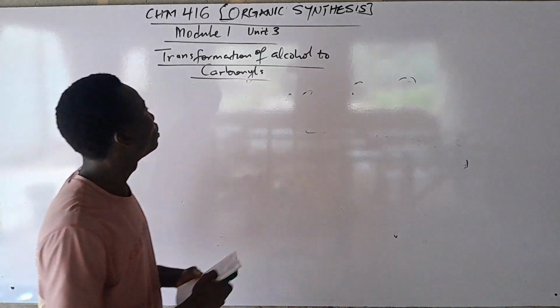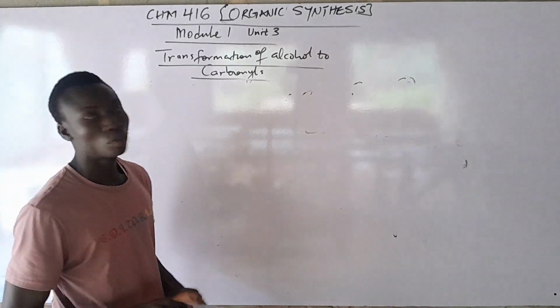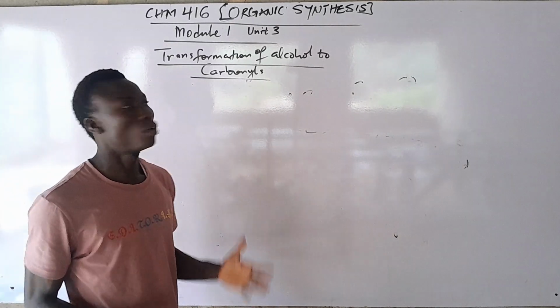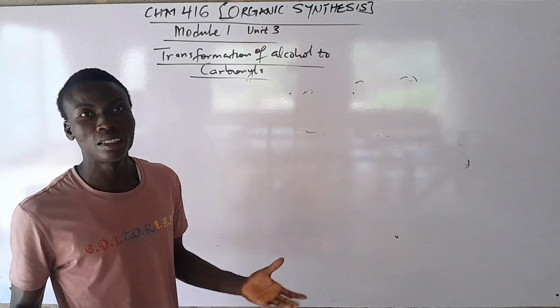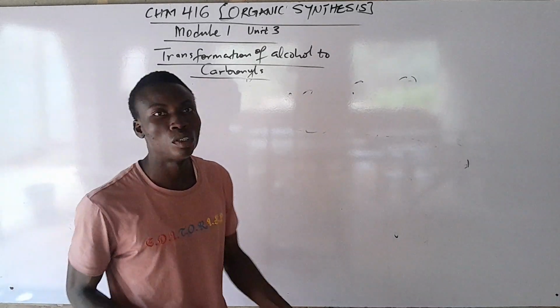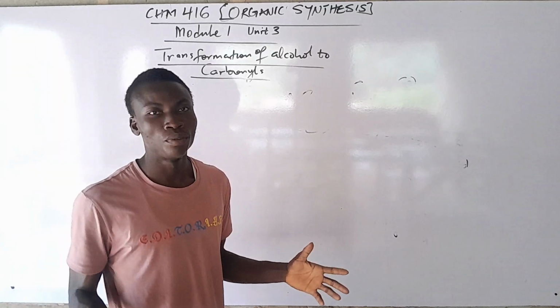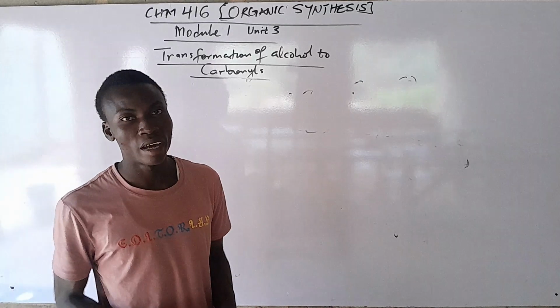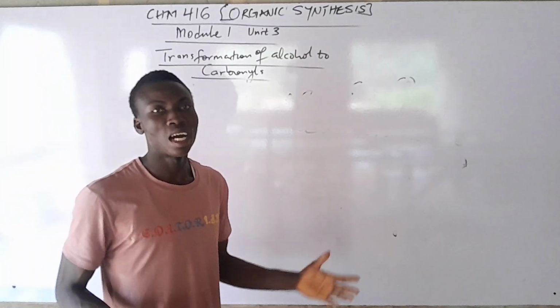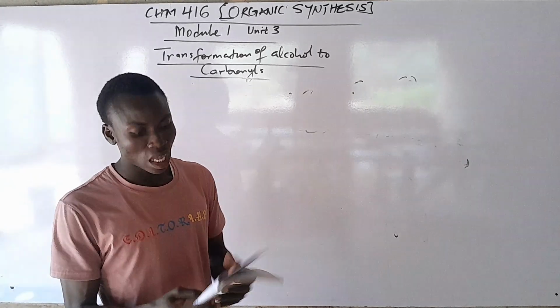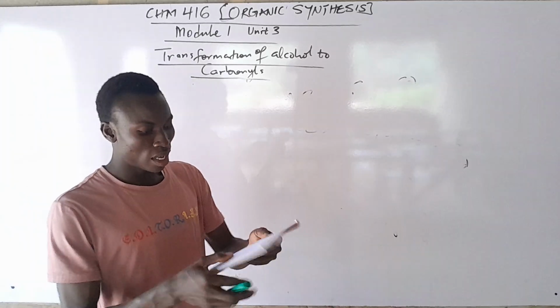So today we are going to be looking at the transformation of alcohol to what we call the carbonyls. When we're talking about transformation of alcohol to carbonyls, the carbonyl here refers to the aldehyde or the alkanone. They are the carbonyls that we have there, which are also called the alkanal. With respect to that, we are going to start without wasting much of our time.